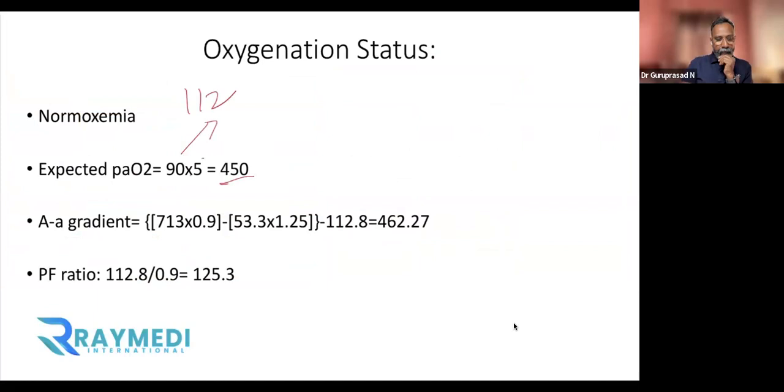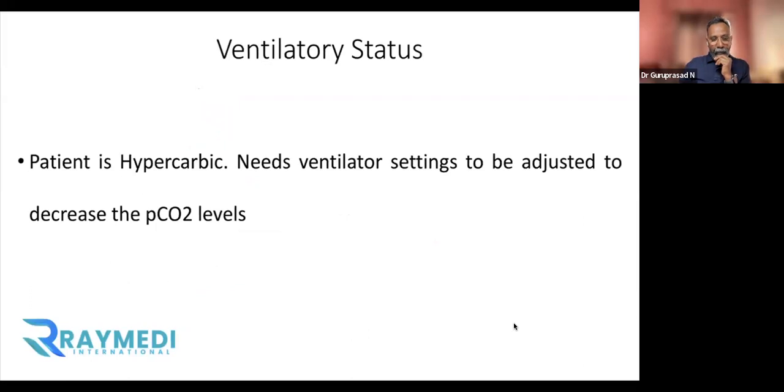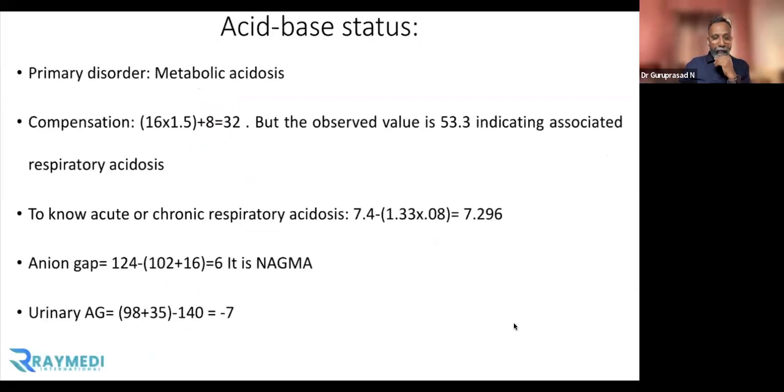So there is hypoxia. Then the AA gradient has come to 462. Definitely the AA gradient is high, and the PF ratio is also suggesting there is a moderate hypoxemia. So the patient is hypercarbic. If the patient is on a ventilator, you have to set the ventilator setting properly so that the hypercarbia is resolved.